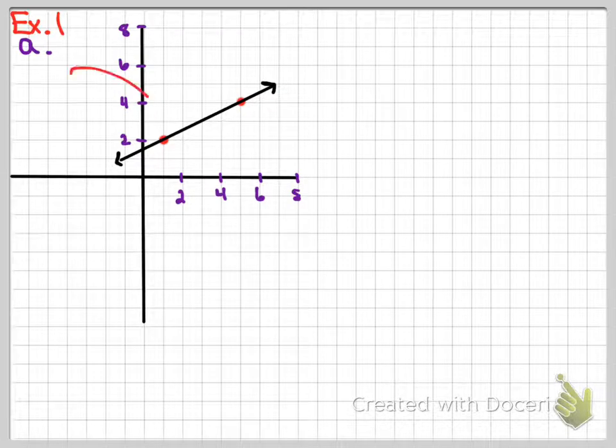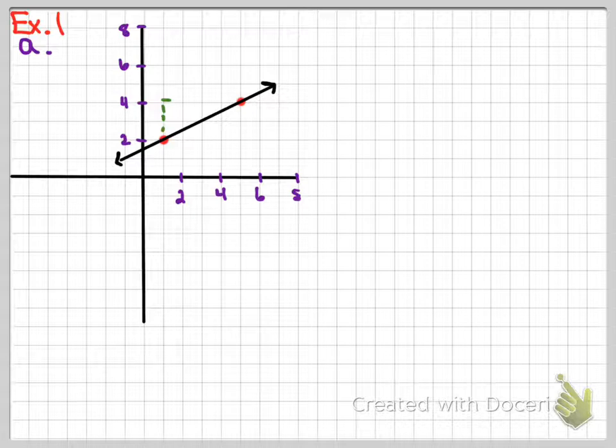1, 2, right? I'm going to start at that point right there. So I want to look at the change in the rise between the 2 points. So I'm going to go up from point 2, and then what's the Y value for the second point? What's the Y value on the second point? It's at 4, so I went from a 2 to a 4, right? The change in the rise was 2 units.